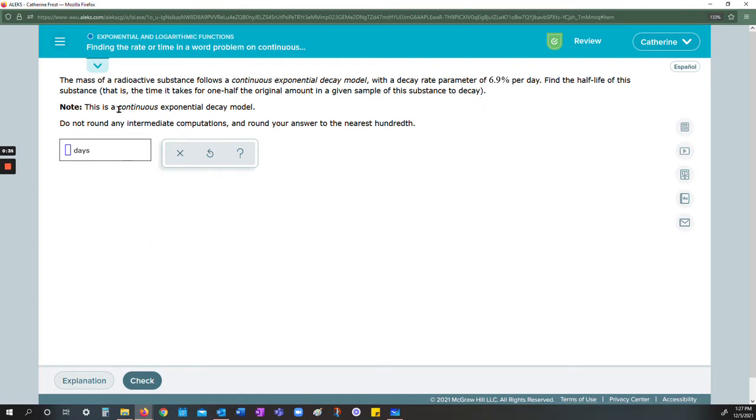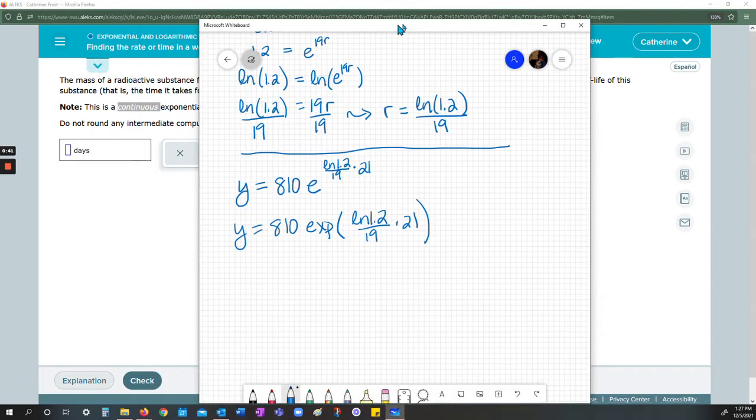Note, this is a continuous exponential decay model. Okay, so that word continuous is so important. They said it 2 times.